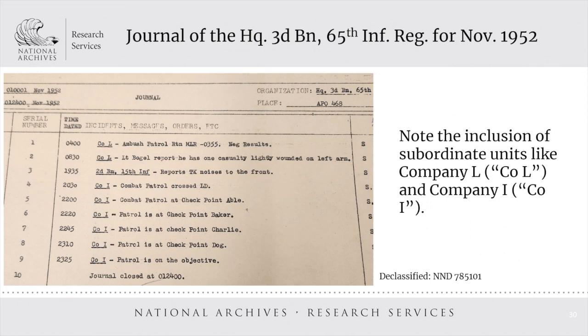Here is another 65th Infantry Regiment document. This example is a journal for headquarters 3rd Battalion under the 65th Infantry Regiment. You can see that it lists patrols for individual companies under the 3rd Battalion. So again, to find this information, you would need to search at the regimental level in this case, and then look for information about specific subordinate battalions and even companies related to that regiment.